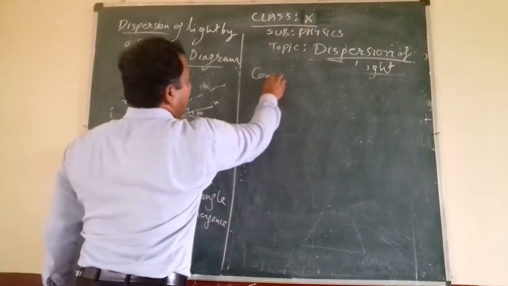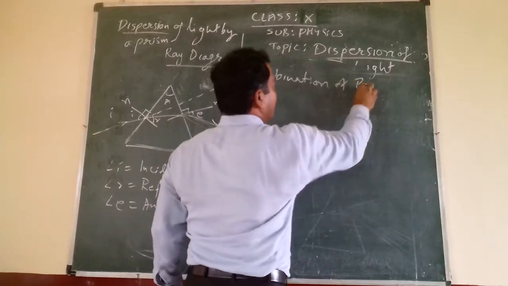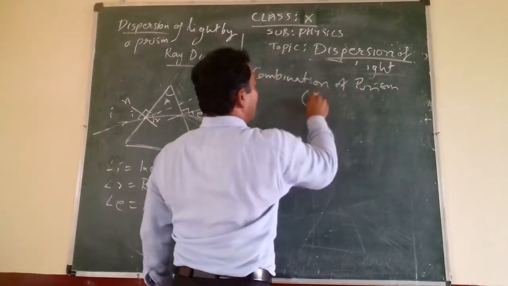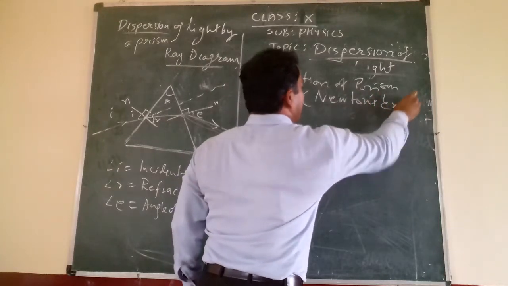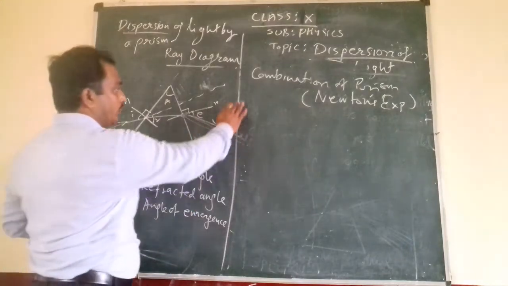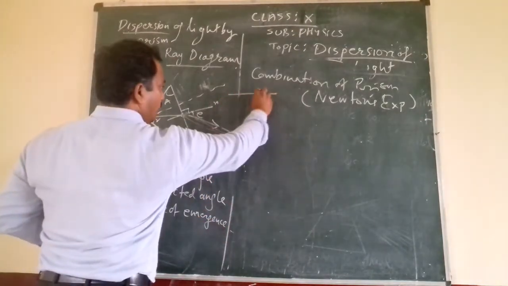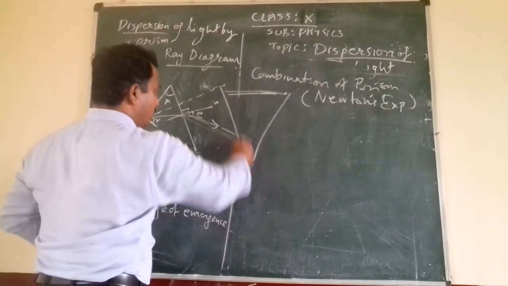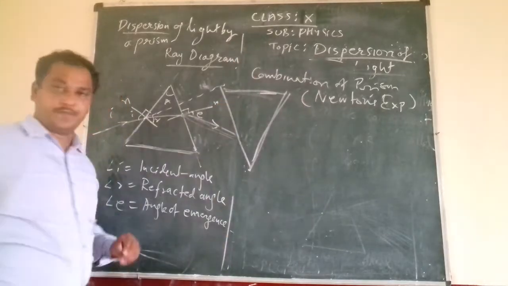Combination of prisms is called Newton's experiment. Either way it can be asked in the exam. So here we are keeping another prism upside down, beside the first prism.